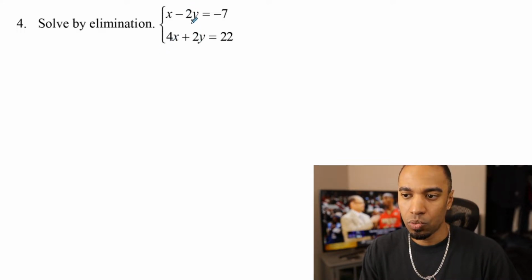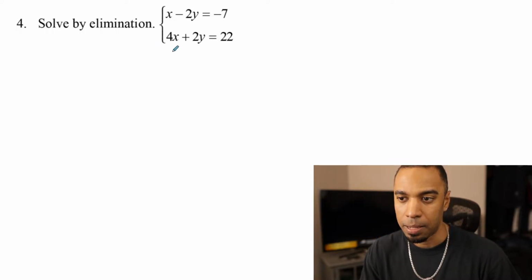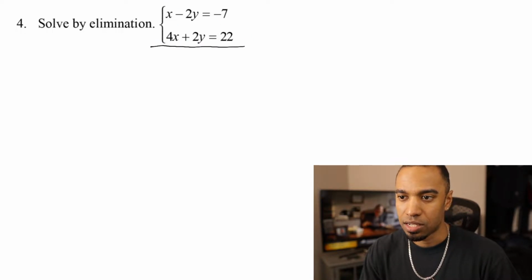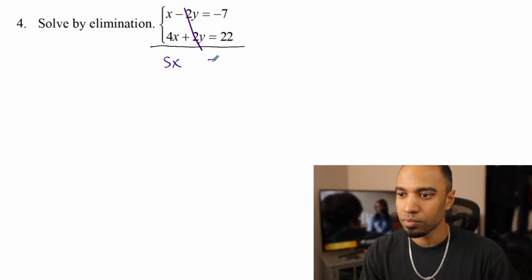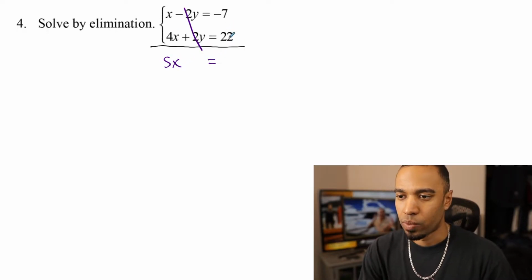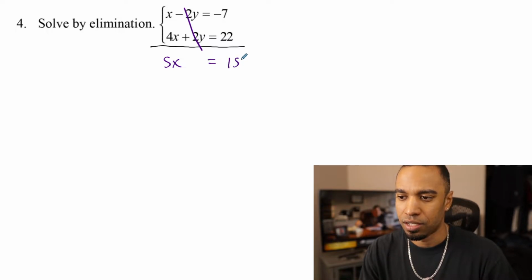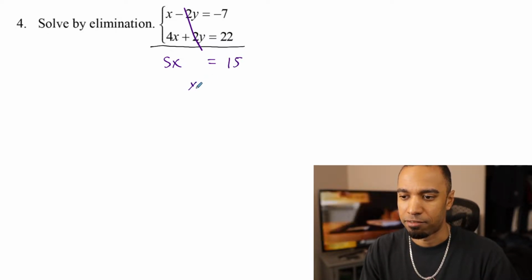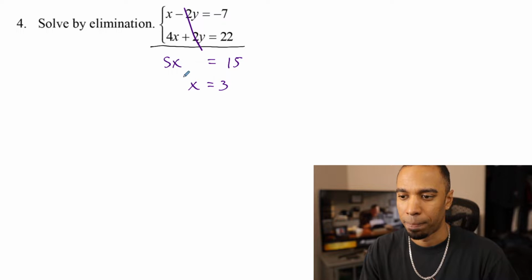Negative 2y plus 2y equals 0. Those two will cancel out, or better yet, use the word eliminate. Those two will eliminate the y variable, and I'll be left with just an x variable in my equation, where I only have x plus 4x equaling 5x. Equals negative 7 plus 22. 22 minus 7 is 15. 5x equals 15. Divide by 5, you get x equals 3.